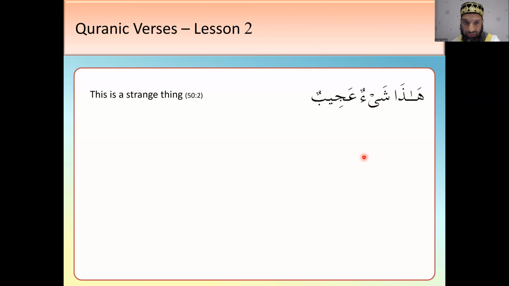Hadha adhabun alimun. Somebody's asking, am I Sindhi because of this hat? No, I'm not Sindhi. I'm from Lahore. Is it because of the hat? That's my mum's preference. My mum's not Sindhi either.